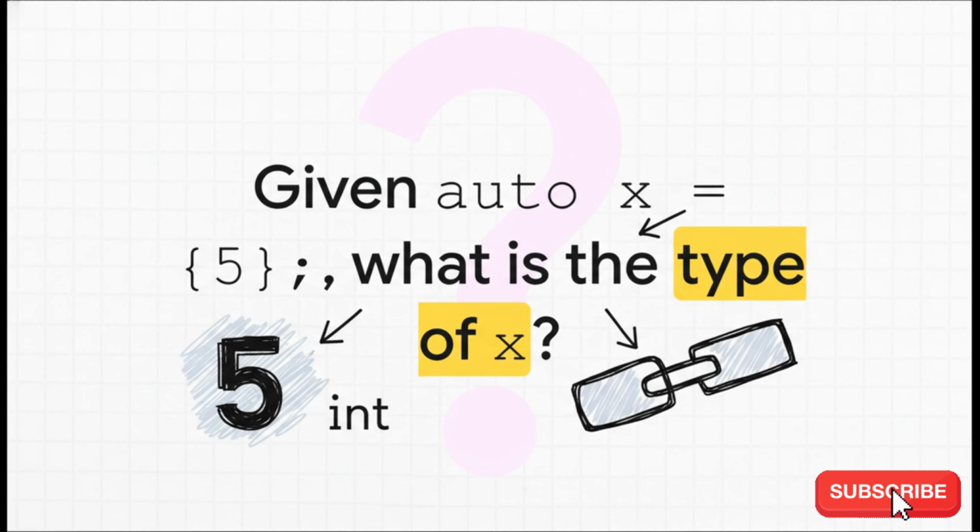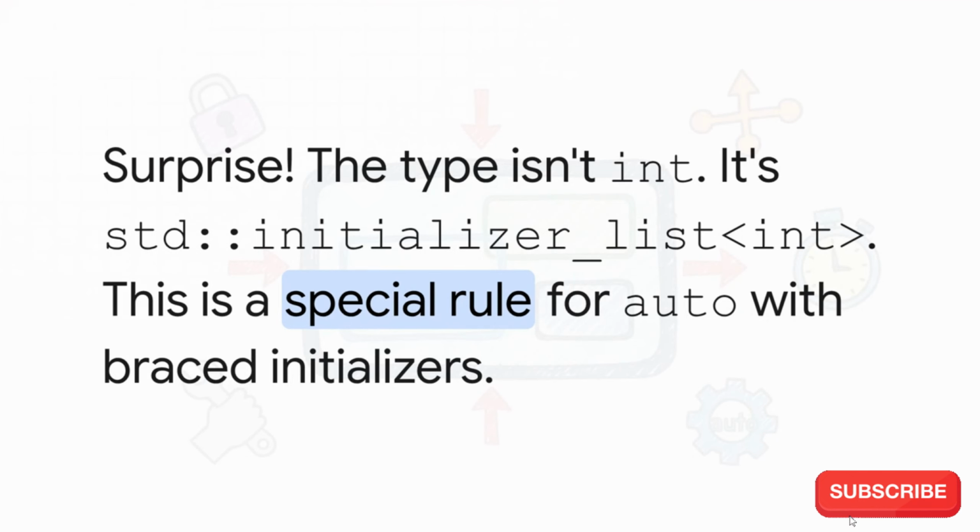The obvious answer seems to be int, right? I mean, it's a single number inside braces. But it's not quite that simple. And here is the surprise. The compiler doesn't deduce int. It deduces std::initializer_list<int>. That's a special kind of type used to handle collections of values. This is a special rule you just have to know. When auto sees curly braces, it automatically thinks list, even if there's only one thing in it. It's a crucial exception to remember.